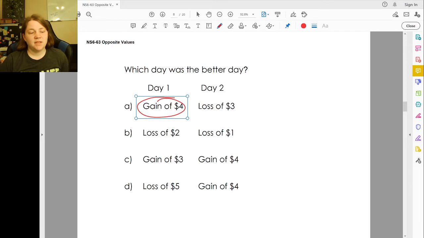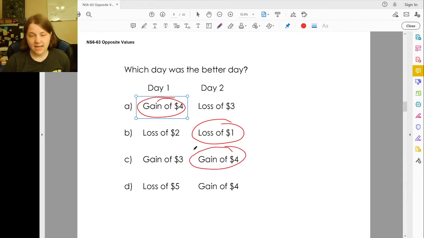Welcome back. In letter B, if you lose $2, that's sad. Losing $1 is also sad, but I'd rather lose $1 than lose $2. In letter C, if I gain $3 or I gain $4, which one's better for my wallet? Gaining $4. In letter D, 5 and 4, 5 is bigger, but if I lose $5, that's not good. I would much rather gain $4.